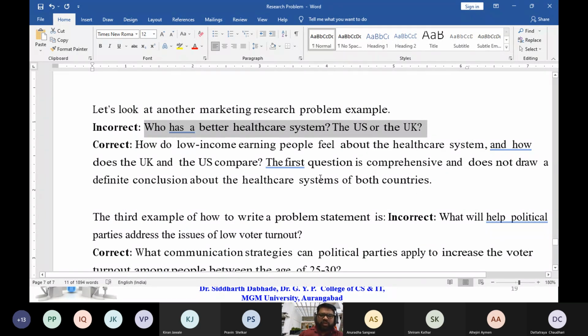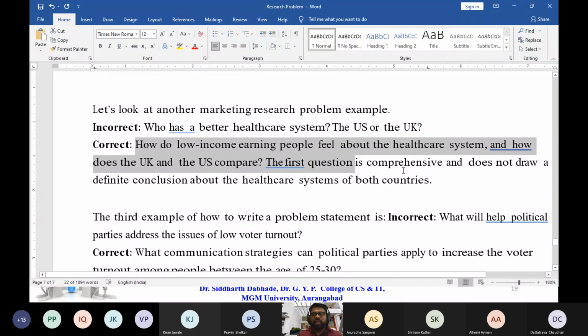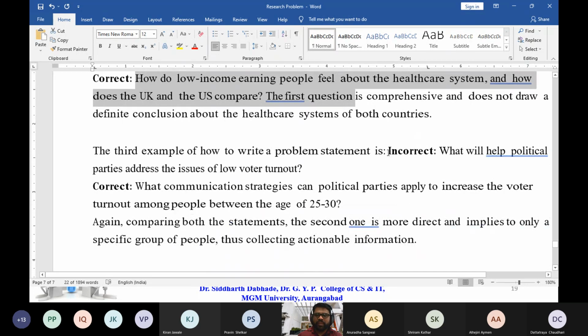Whether you are going to compare the US and UK healthcare systems, on the basis of what kind of parameter you are going to discuss in your research work. The correct alternative for your research work would be: how do low income earning people feel about the healthcare system, and how does the UK compare with the US? So that comparison should be there.